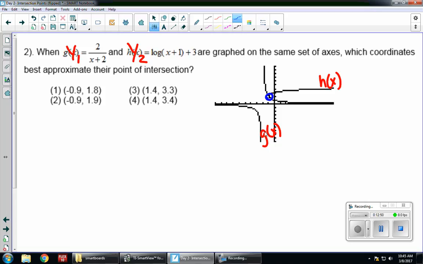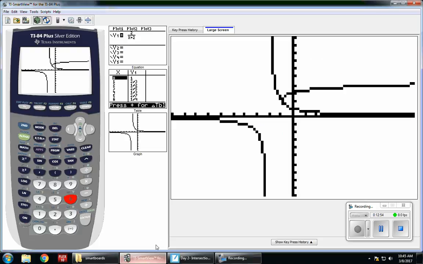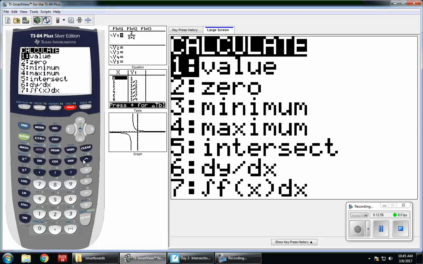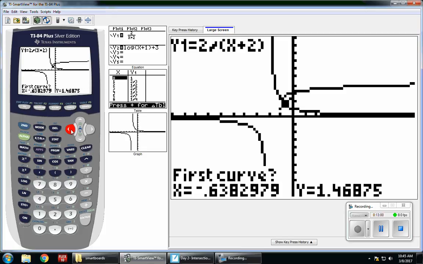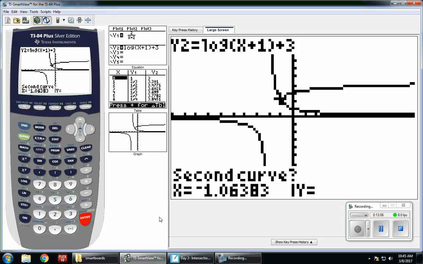So once you have that sketched, we're going to go back to our calculators. I'm going to hit second trace, choice 5. I'm going to scroll over using my left arrow to that point of intersection, and I'm going to hit enter 3 times.